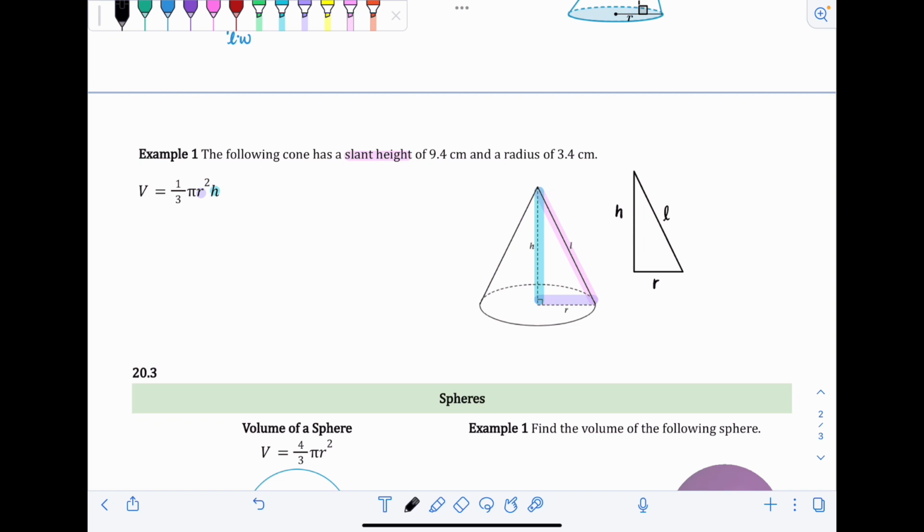Okay, so I'm going to go ahead and label what we know on here. I'm going to take out the R and the L so I can put those numbers in. So the radius was 3.4.